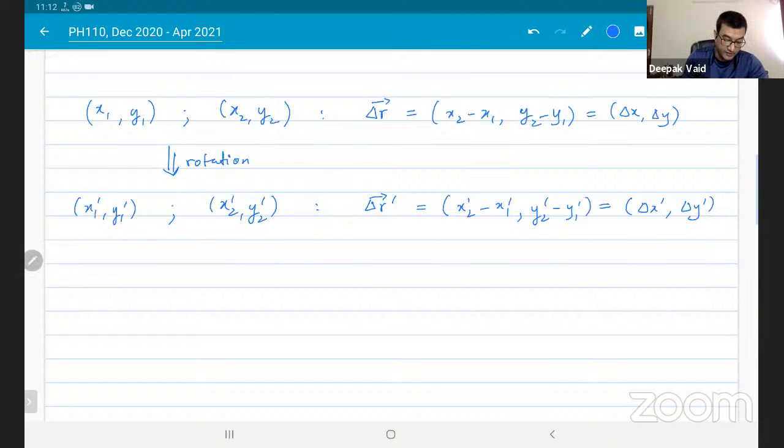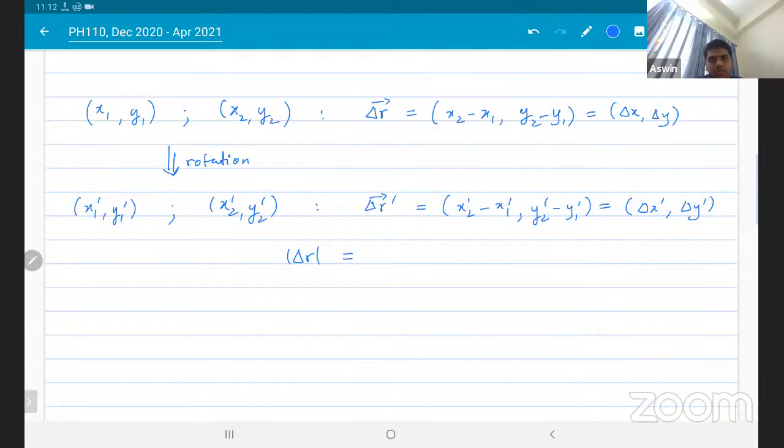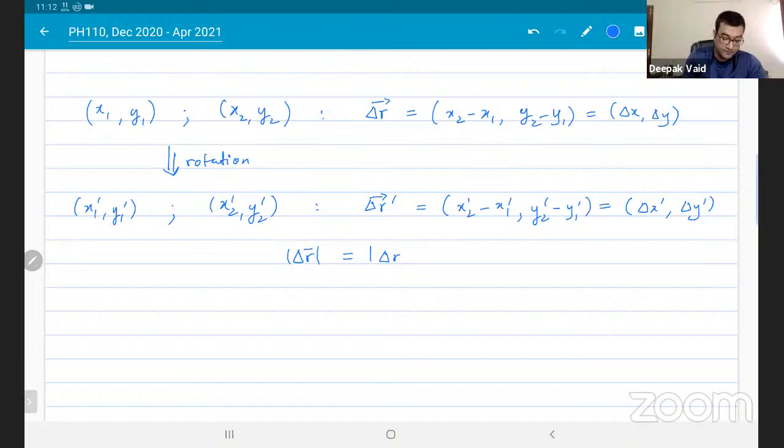But if I calculate the length, what do I get for delta r? Both are same. Both are same, no? Yes, sir.